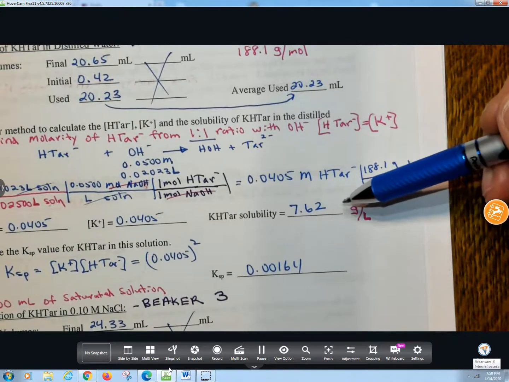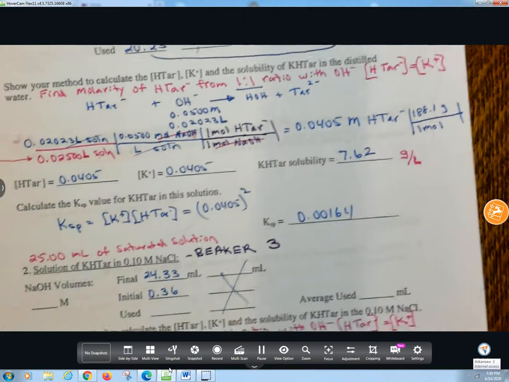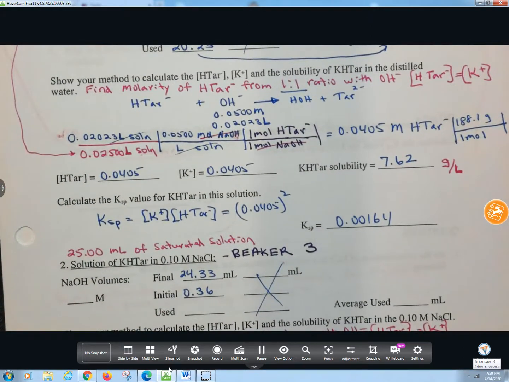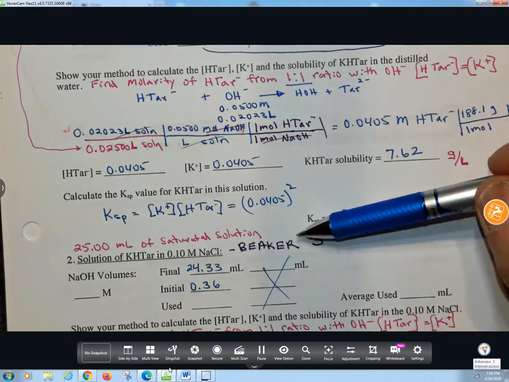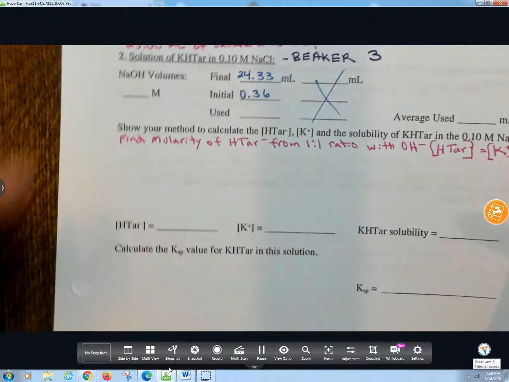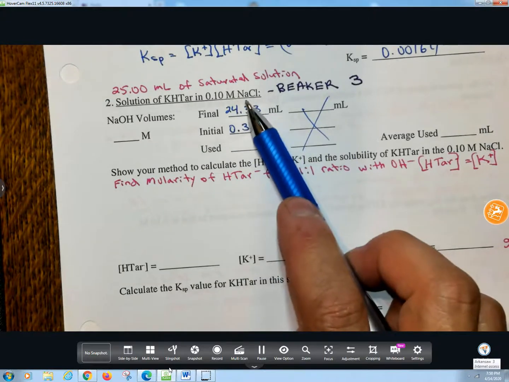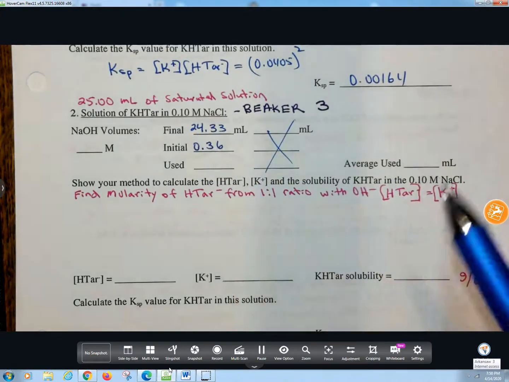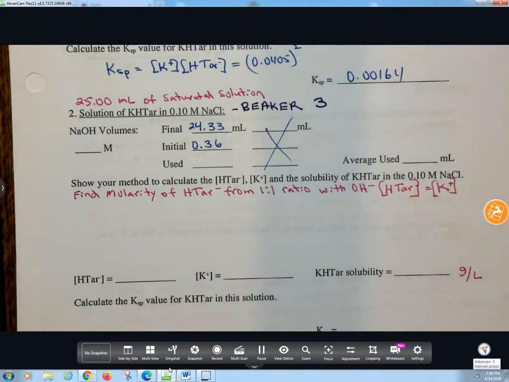Now, that's only in water. So what do you think is going to happen to the solubility when we have the common ion potassium chloride? Now, this is a little bit mixed up. This is actually beaker 3 next. So the directions are a little bit mixed up from the order. So this is beaker 3. This is kind of our control beaker, if you will. So this is the number of milliliters.